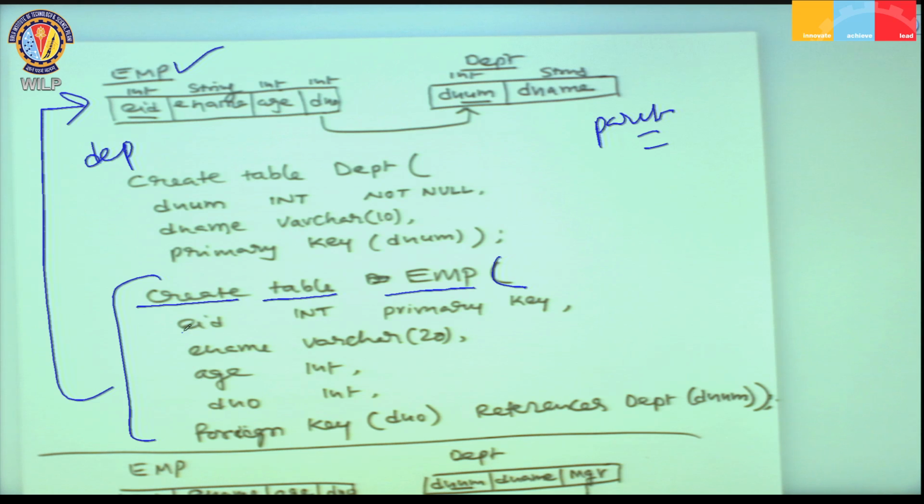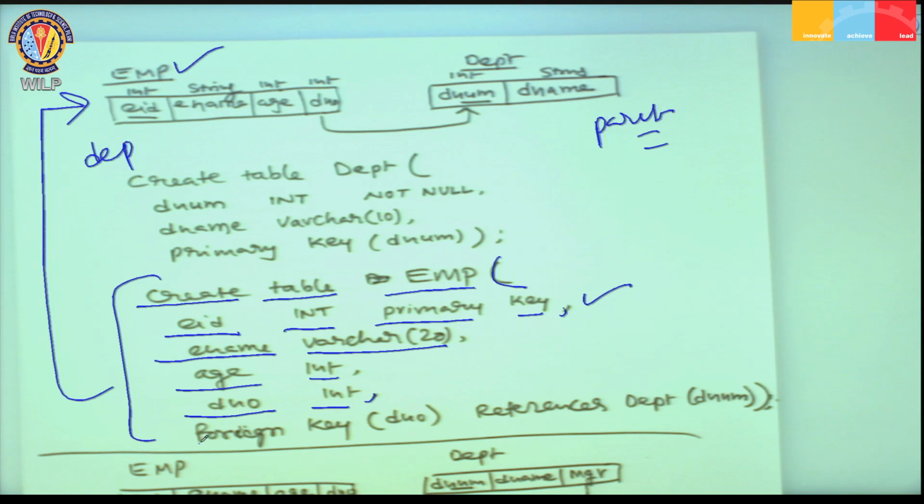Parenthesis, starting parenthesis, first attribute employee ID, integer type, primary space key. One important thing is, I can specify the primary key constraint when I am defining the attribute itself. It is also possible, and this is one way of doing it. In the previous case, I specified the primary key constraint after defining all the attributes, at the end of the definition of the table. But in this case, along with the definition of the attribute, that is EID, I know for sure that it is going to be the primary key. I have specified the primary key constraint, and then a comma, second attribute ename varchar 20 comma age, it is integer, and then DNO, it is integer.